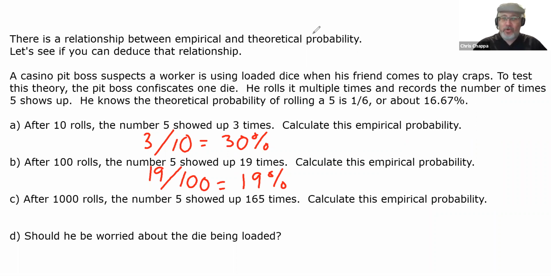After 1,000 rolls, the number 5 showed up 165 times. Calculate this empirical probability. 165 divided by 1,000. Turn it to a decimal, move the decimal place two places to the left, and you get 16.5%, which is really close to the theoretical probability.